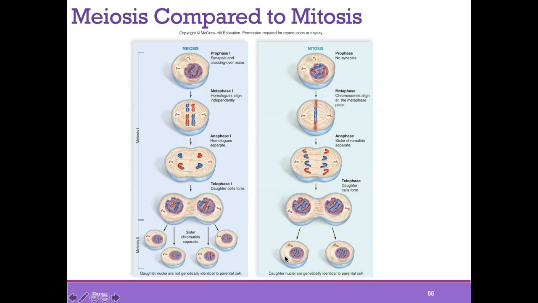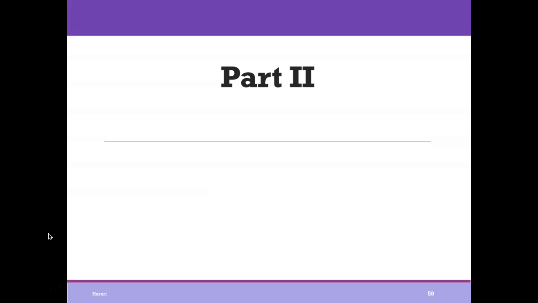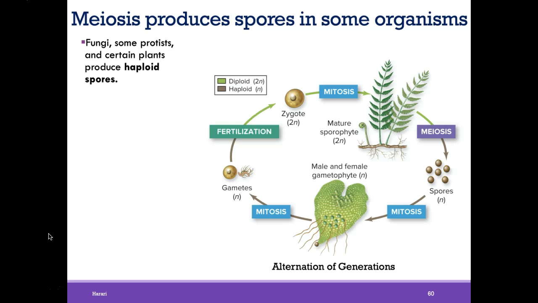Right? So those are very important distinctions. So now it's a good time to watch the video in the ebook that goes through the comparison of meiosis and mitosis. So now we'll start with part 2. And in part 2, we'll see how meiosis leads to the production of sperm and egg in humans, but other organisms produce spores. So I just want to talk about this in one slide.